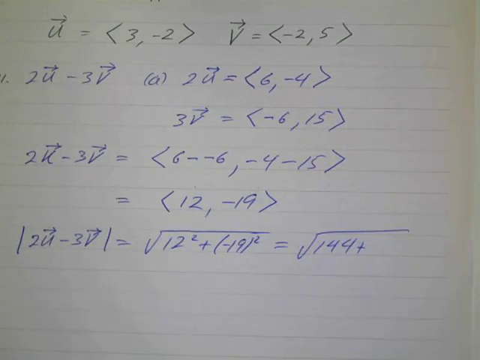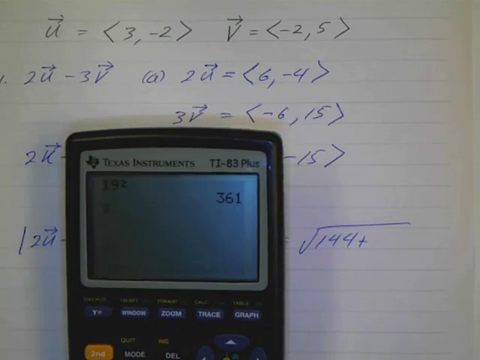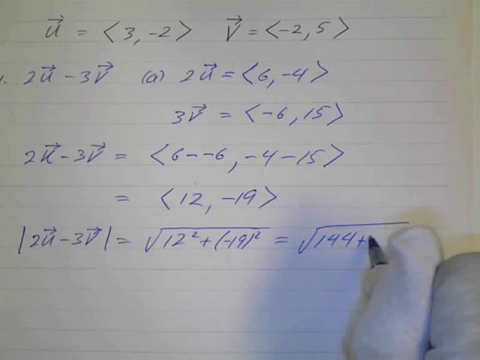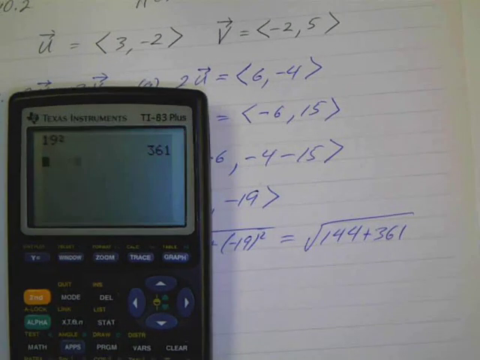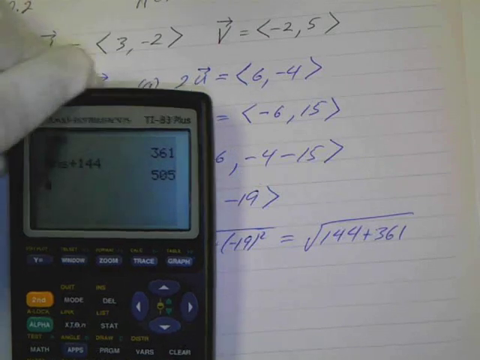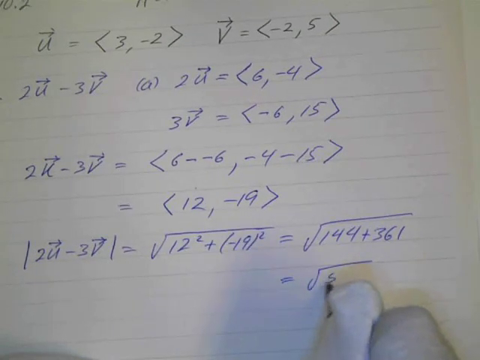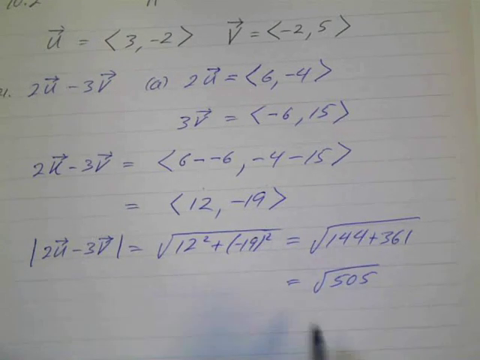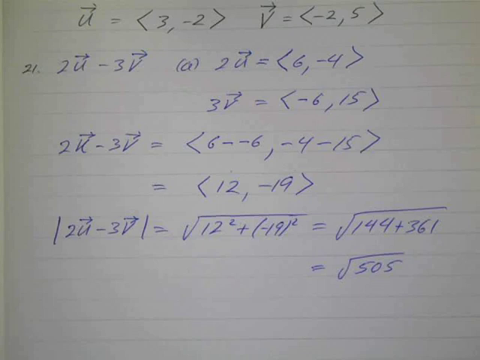Okay, I'll get my calculator out there. And negative 19 squared. Enter. And I get 361. And then I'll just add that, and I get 505. And that's not a perfect square, so we can just leave it like that. So that's going to be equal to the square root of 505. There's your magnitude of that vector. Okay, so not too bad.